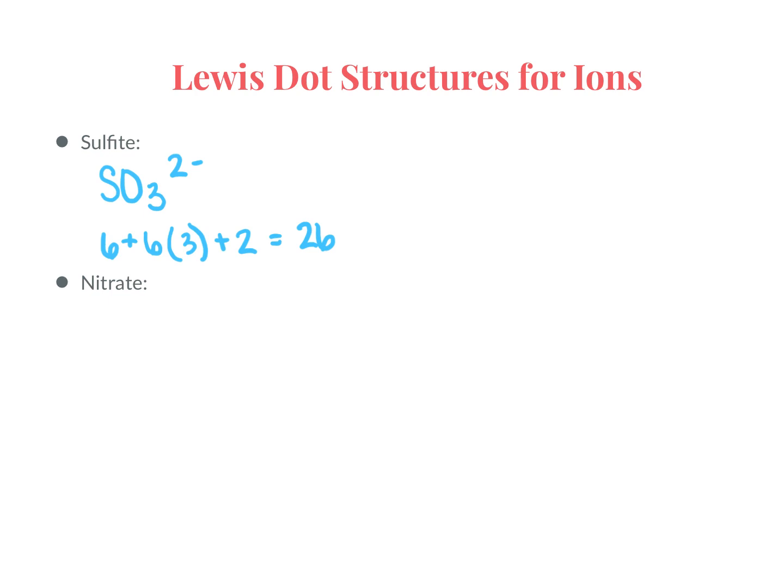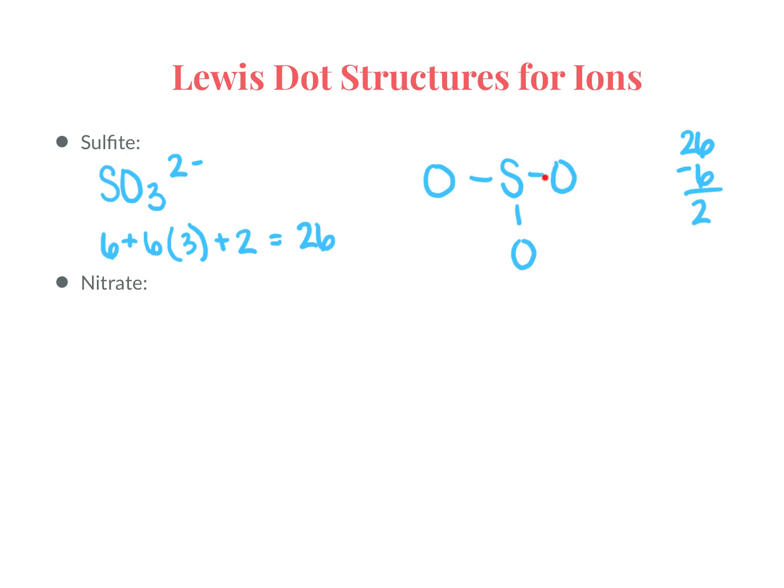So now we're going to draw the atoms. SO3, which element is going to go in the middle? S, and then we'll place the oxygens around it. And then off to the side, we'll keep a tally. So we started with 26. How many have we used in those single bonds? 6: 2, 4, 6. So how many are left? 20. Remember when we fulfill octets, always start on the outside and leave your central atom for last.